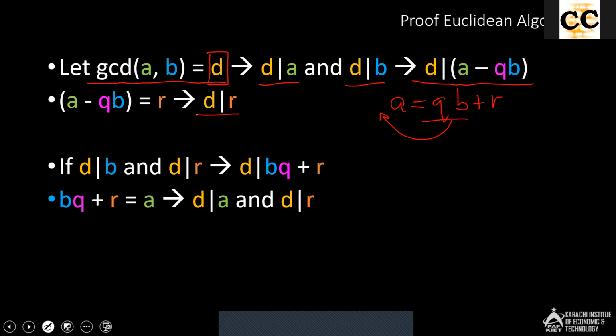So if D is a common divisor for A and B, then D surely divides R, and then it's also a common divisor for B and R.